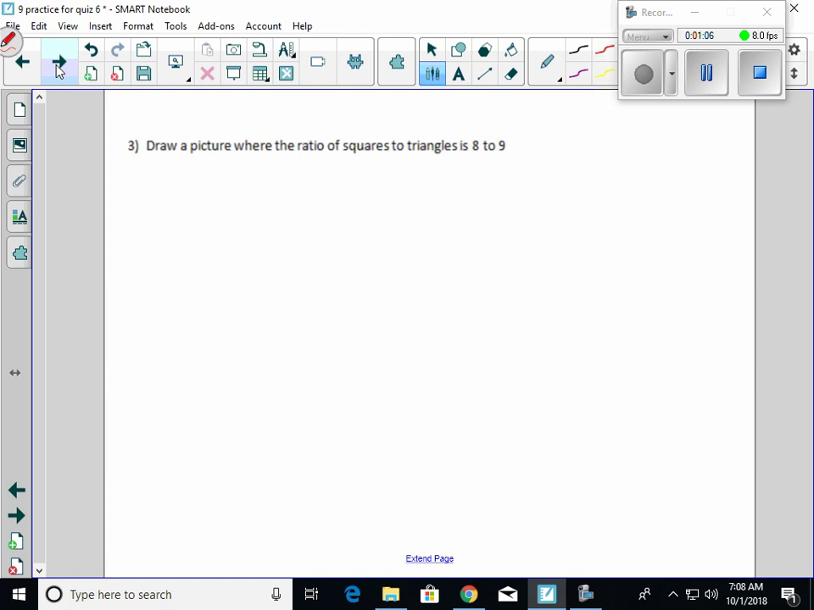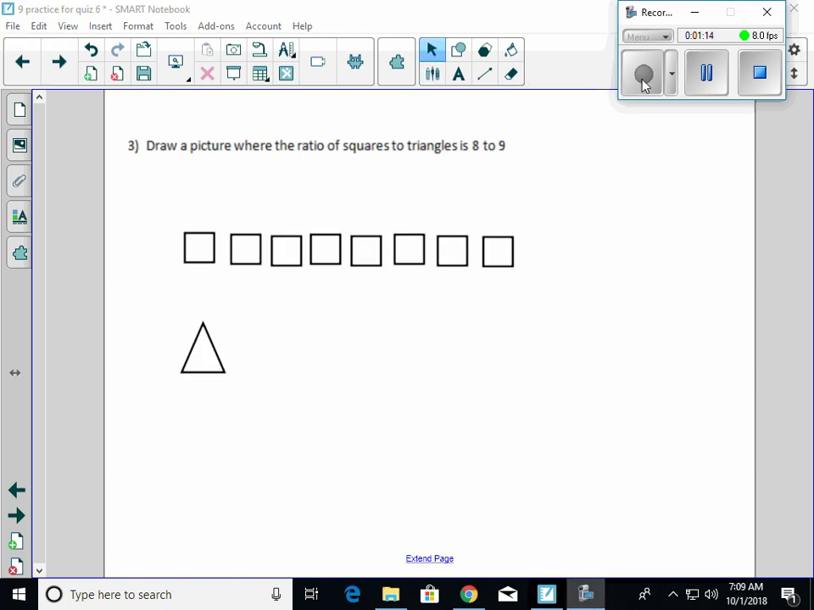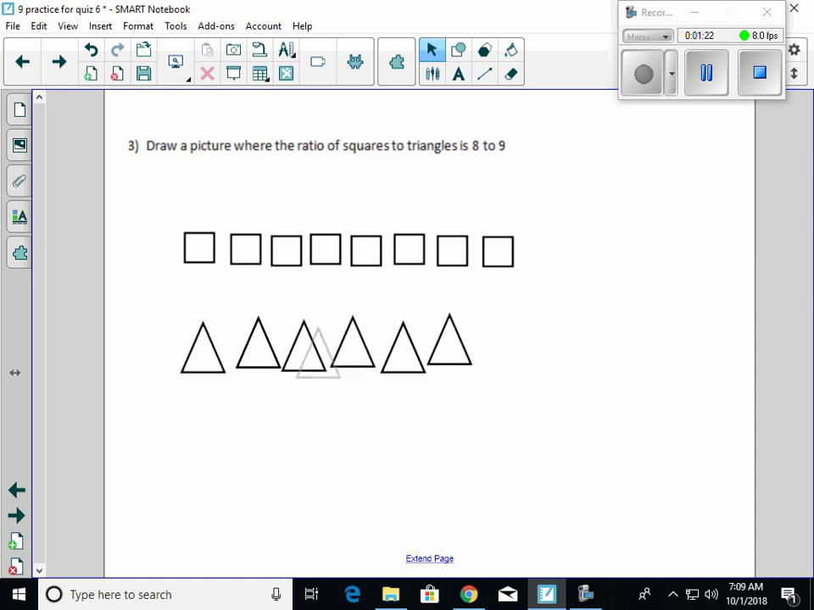This one's asking you to go backwards. Draw a picture where the ratio of squares to triangles is 8 to 9. I would need 8 squares and 1, 2, 3, 4, 5, 6, 7, 8, 9 triangles. It doesn't matter what order you put them in when you're drawing them, but 8 squares to 9 triangles.